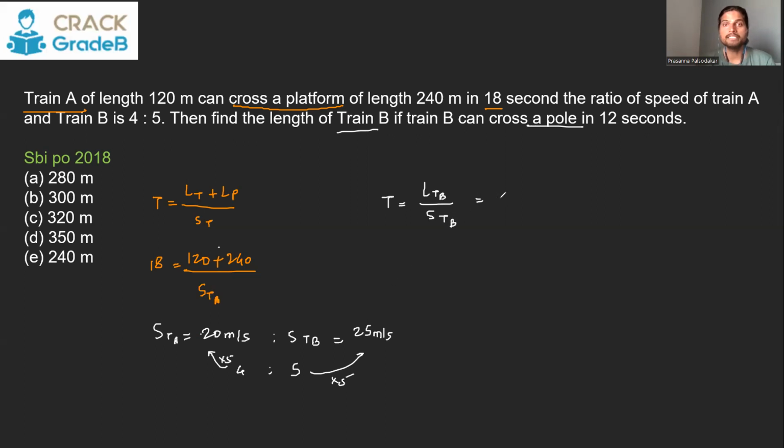So length of train B is to be calculated. Time is given, so time is 12. Speed of train B we just calculated, that was 25. So that gets us length of train B is 12 into 25. That is 300 meters. So the answer here is going to be 300 meters.